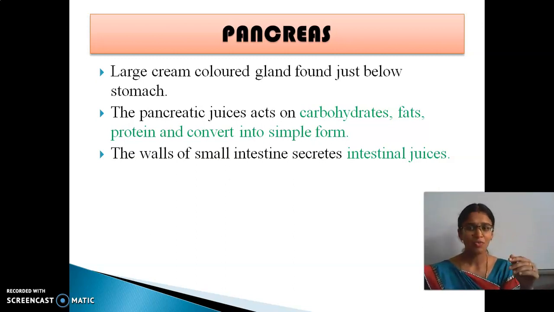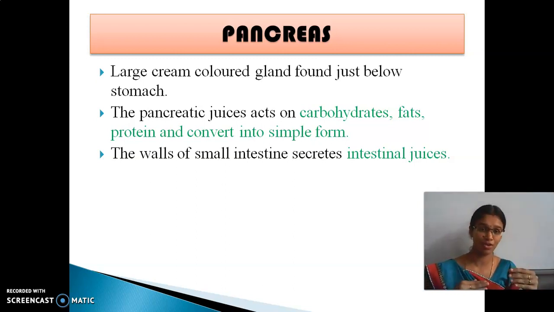Okay. So the walls of small intestine secrete intestinal juices. So salivary gland secretes salivary juices, and then liver secretes bile juices, and then pancreatic juices are secreted in the pancreas, and then intestinal juices are secreted in the small intestine. All these help in the digestion of food.